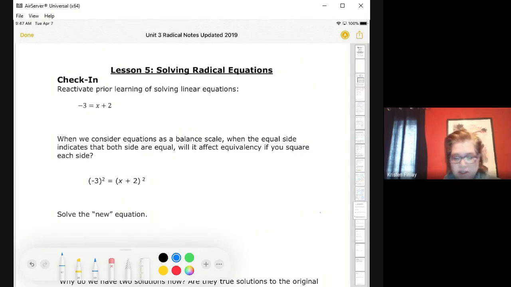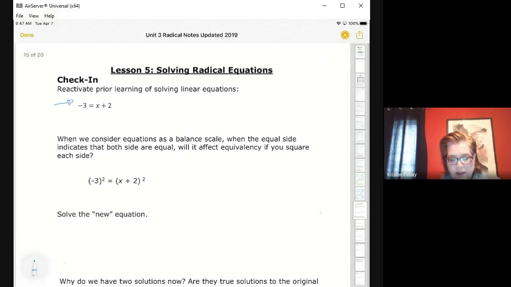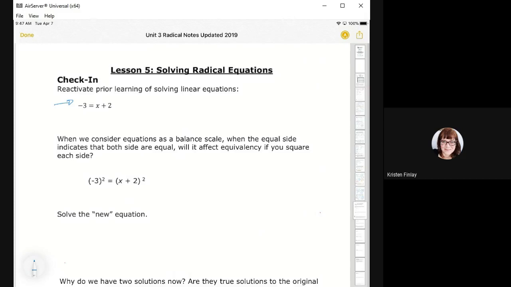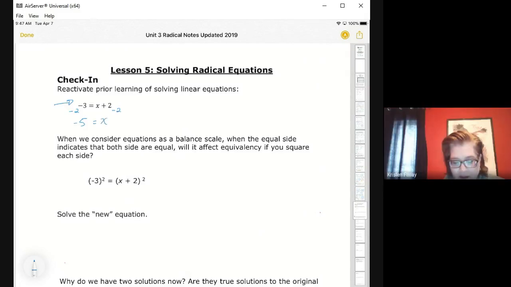So if I have the linear equation -3 equals x plus 2, I want to solve for x. What I'm going to do is isolate x by moving everything over to the other side of the equal sign. So to do that, I would have to subtract 2 from this side and from this side. And then I would get -3 minus 2 would be -5. And I would be left with x. Positive 2 minus 2 equals 0. So from that, x is equal to -5.